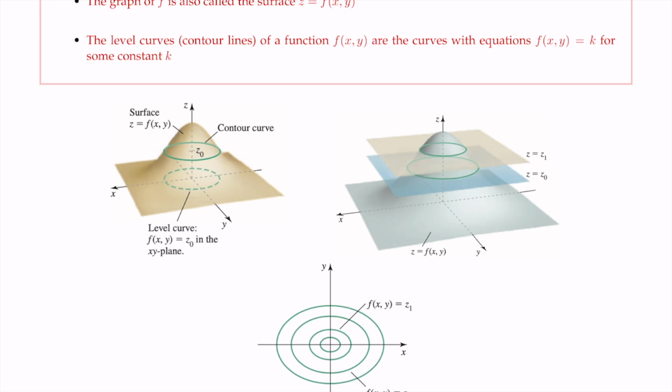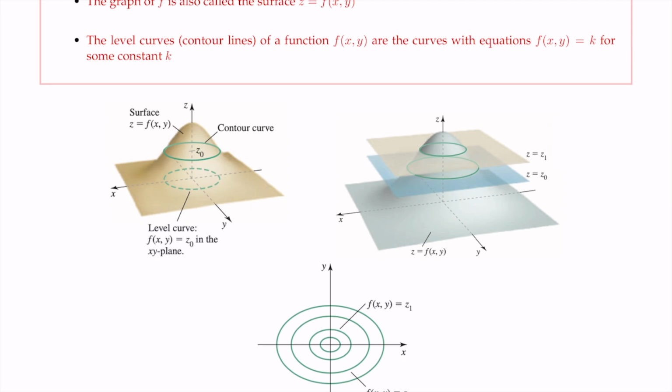The path you walk on the surface is part of something called a contour curve. The complete contour curve is the intersection of the surface and the horizontal plane z equals z0. When the contour curve is projected onto the xy plane, the result is the curve f of x, y equals z0. So you have this path that you're taking, and its elevation is z equals z0. This is called the contour curve, and then you project it onto the xy plane and you have something called the level curve. The level curve is of the form f of x, y equals z0.